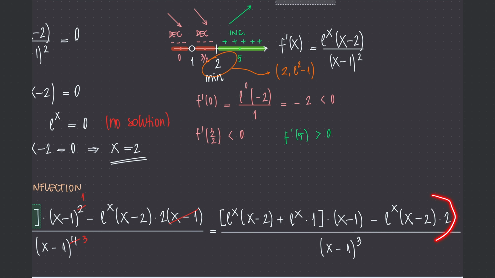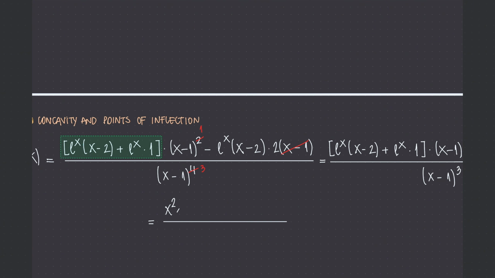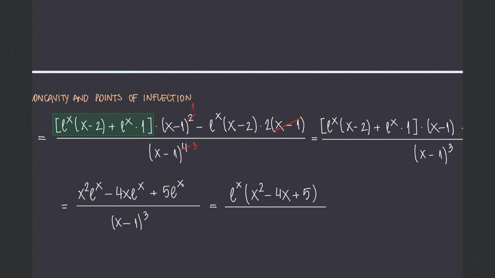And after simplifying this expression even further, you should get x² e^x - 4x e^x + 5 e^x, and we can put e^x as a common factor in the numerator, everything over (x - 1)³. Now, before defining where the function is concave up or down or where the inflection point is, we need to take this second derivative and set it equal to 0.